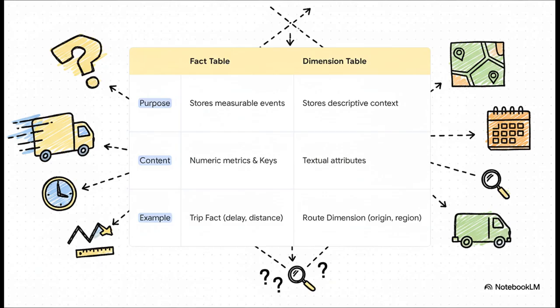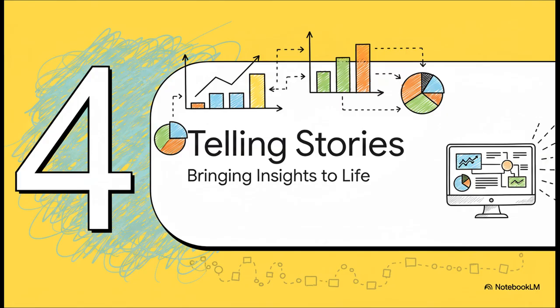When you link them together, you can ask really powerful questions, like, show me the average delay time for all trips in the Northeast region last quarter. See how that works? Okay, we've defined our goal, we've built our data pipeline, and we've structured everything perfectly.